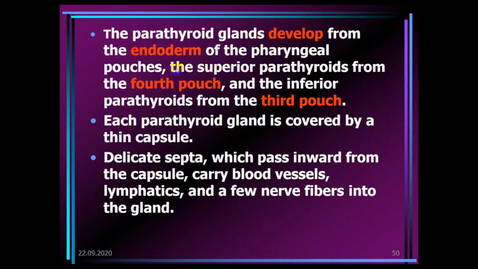These glands develop from the endoderm of the pharyngeal pouch, the superior parathyroids from the fourth pouch, and the inferior parathyroids from the third pouch. Each parathyroid gland is covered by a thin capsule. It consists of sheets of epithelial cells and delicate septa which pass inward from the capsule, carrying blood vessels, lymphatics, and a few nerve fibers into the gland.